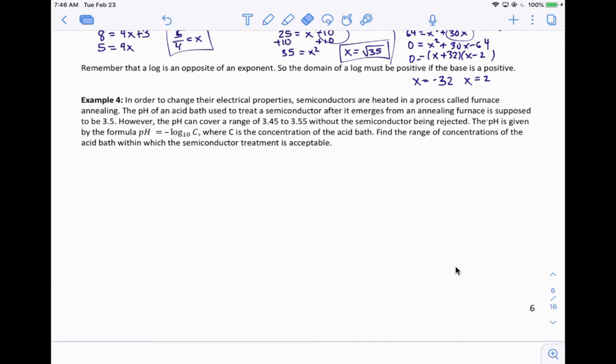The pH is given by the formula pH is equal to negative log base 10 of C, where C is the concentration of the acid bath. Okay, that sounds important. Find the range of the concentrations of the acid bath within which the semiconductor treatment is acceptable. Okay, so C is the concentration of the acid bath.